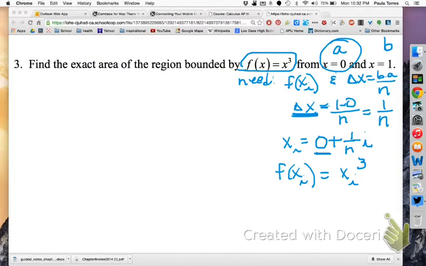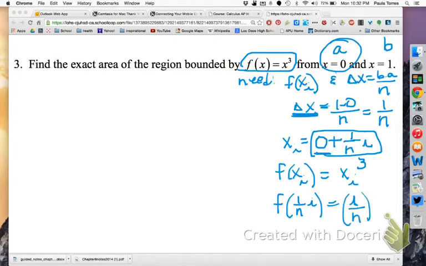So of course I know what x sub i is. It's this 1 over n times i. So I would be doing f of (1 over n) times i, which is (i over n) cubed, or i cubed over n cubed.